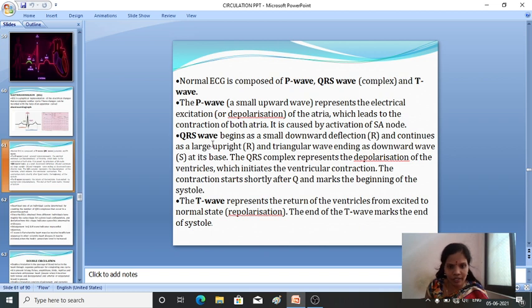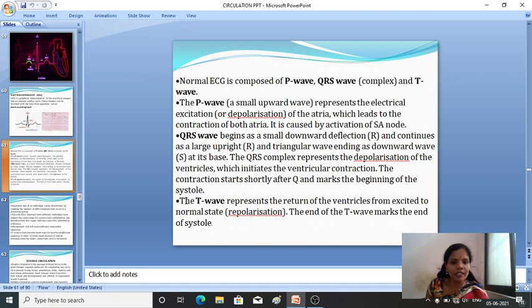depolarization of the auricles, and the QRS complex represents the depolarization of ventricles, which initiates the ventricular contraction. Here it will initiate the contraction of both the auricles, and here it will initiate the contraction of the ventricles. The contraction starts shortly after the Q and marks the beginning of the systole.